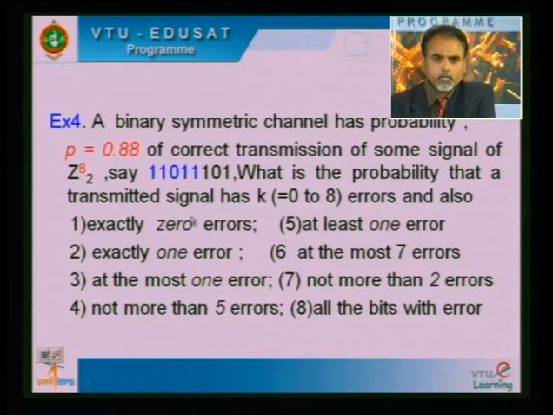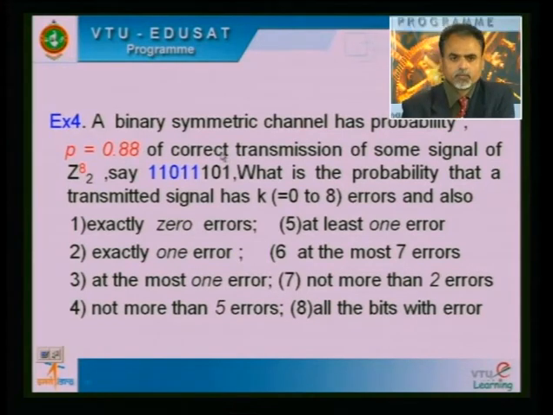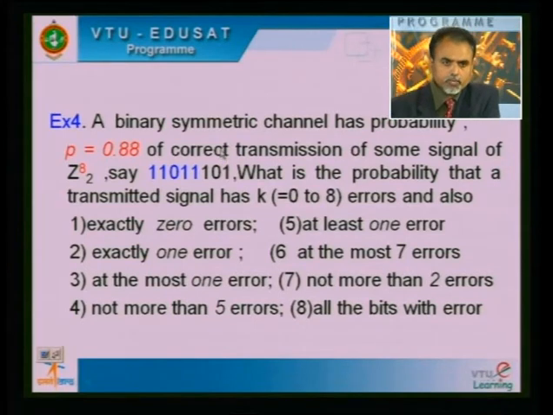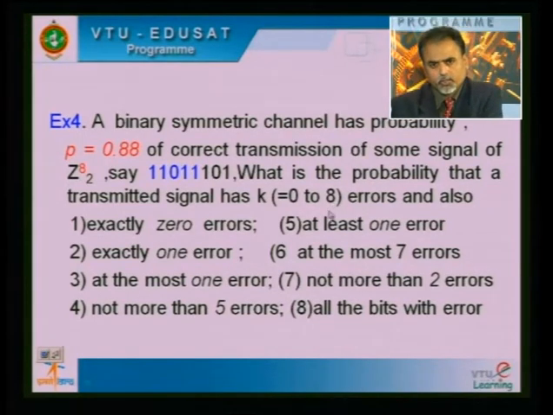Similarly, suppose a binary symmetric channel has probability P equal to 0.88 of correct transmission. Okay, then in reverse, we have taken correct transmission as 0.88, so incorrect transmission is 0.12. Then what are these? Exactly 0 errors, exactly 1 error, at the most 1 error, all these patterns, not more than 5 errors out of 8. Out of it, what are the possibilities? 0 error is a possibility, up to all the 8 errors are possibilities.